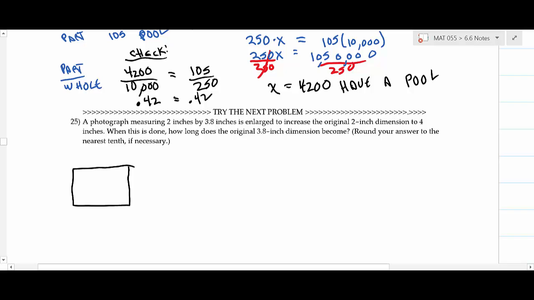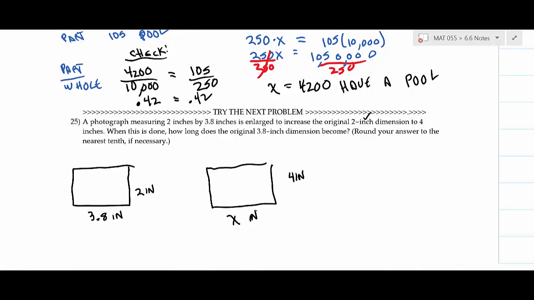So what this one says, you have a photograph that has a dimension of 3.8 inches and 2 inches like that. So let's draw a rectangle on that. So then it says we're going to increase the original 2-inch dimension to 4 inches. Now this one we're going to do with a proportion, but I want to see if you can tell me how you would do this, because you can figure this out easily. What would you do? What's one way? Without even algebra. Multiply what by 2? Absolutely, right, okay. This thing's doubling, right? Therefore that's doubling, okay.